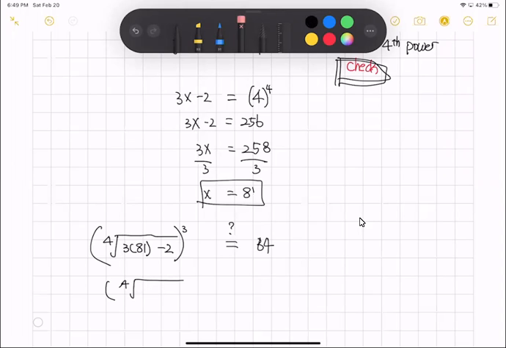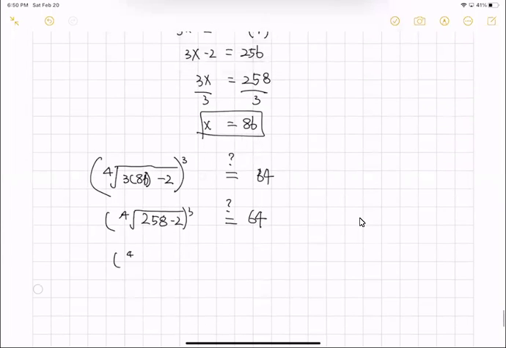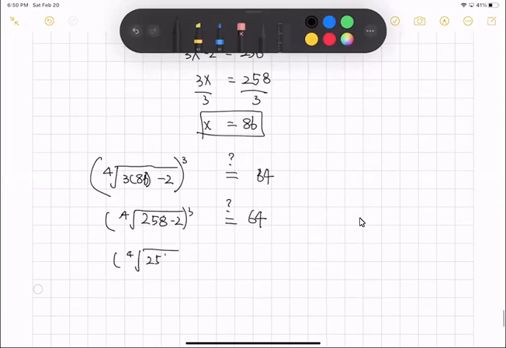Sorry, this is 86. Sorry, 86. This is 3 times 86 equals 258. And now subtract 2, to the cubic power. If this is equal to 64. This is the fourth root of 256, to the third power. If this is equal to 64.